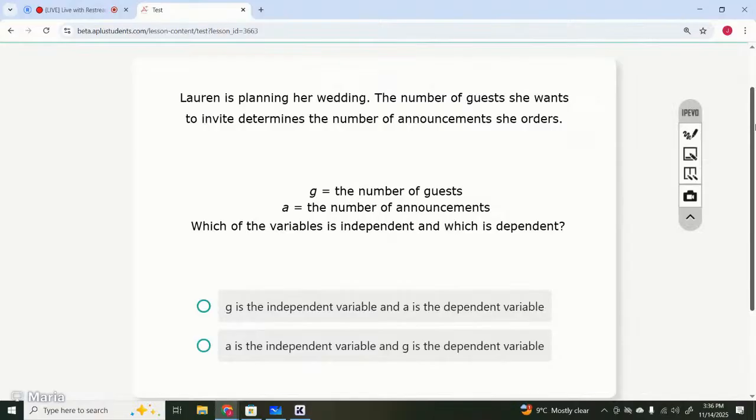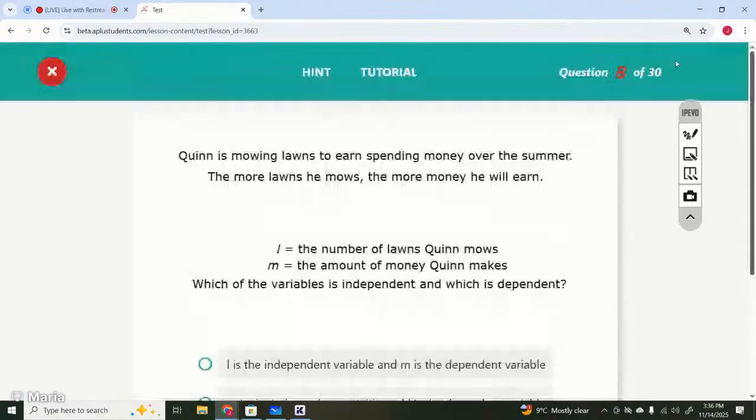Lauren is planning her wedding. The number of guests she wants to invite determines the number of announcements she orders. So the number of announcements is the dependent variable and G is the independent variable. Option number 1 is the correct option.